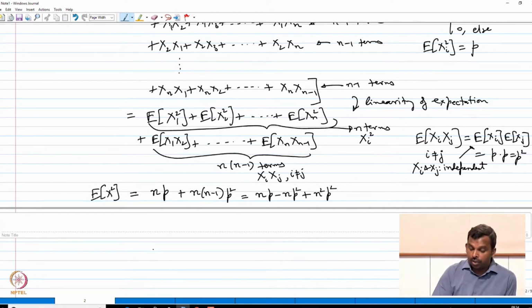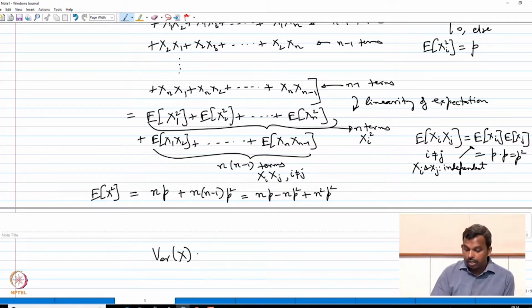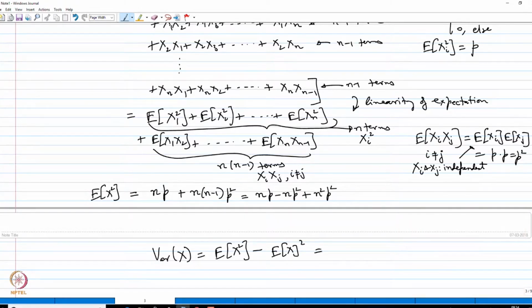What is the variance of x? Variance of x is the expected value of x squared minus the expected value of x the whole squared. Now the expected value of x squared I calculated from above. And then what is the expected value of x the whole squared? n times p the whole squared. So these two will cancel, and you simply get variance to be np times 1 minus p. You can pull np common out of these two things and you get np into 1 minus p.